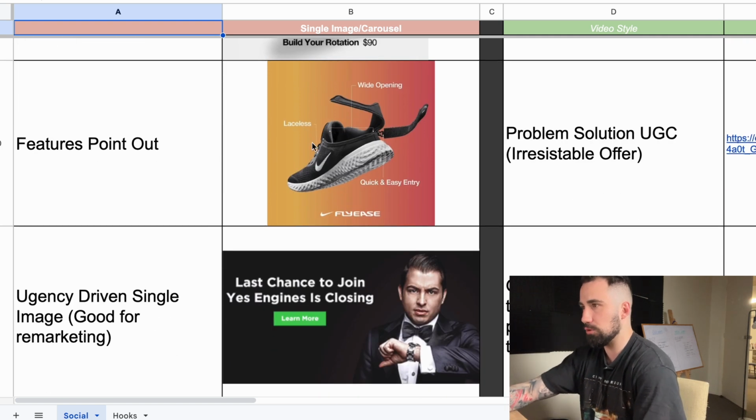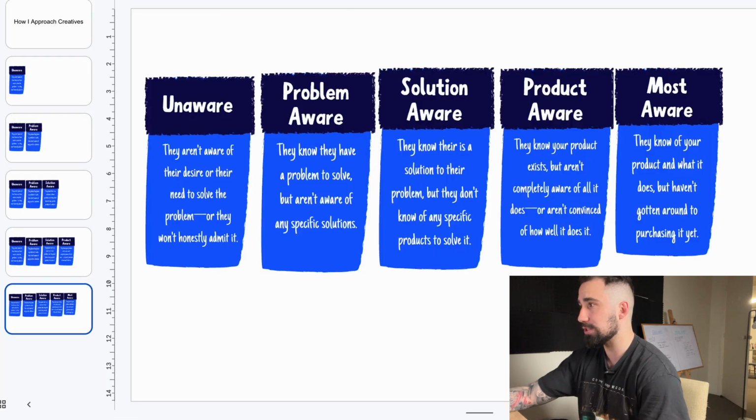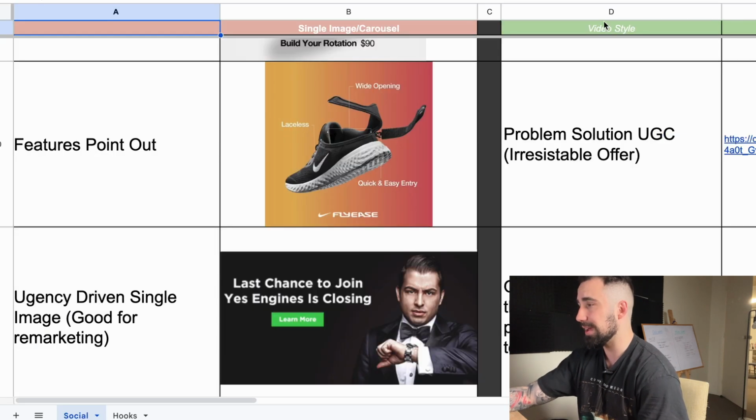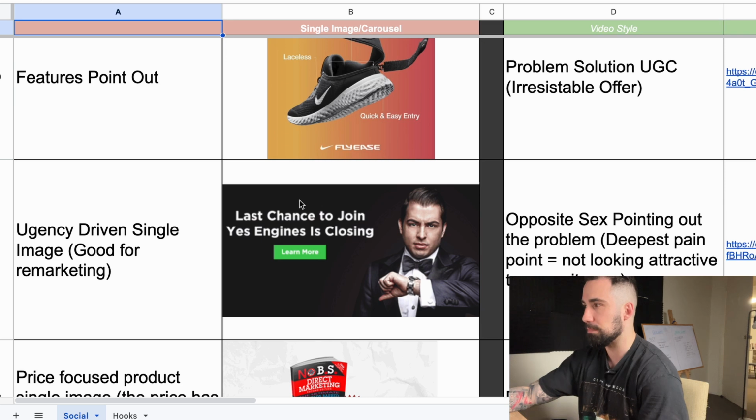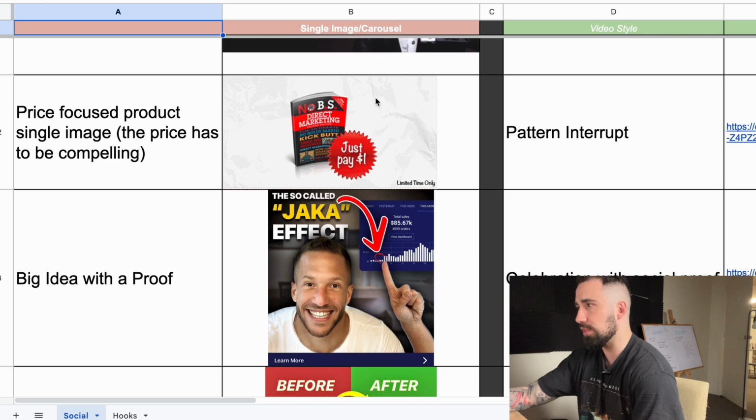This style works really, really well. Features pointing out, they're using really thin lines here. You can make it a little bit bolder, depending on your creative messaging. This works really well, and they know the solution, they know the product, so this is more of a product aware ad, and they're breaking down what the product has to offer. And this is a little bit of an older style. Let's cover this one: price focus product single image.